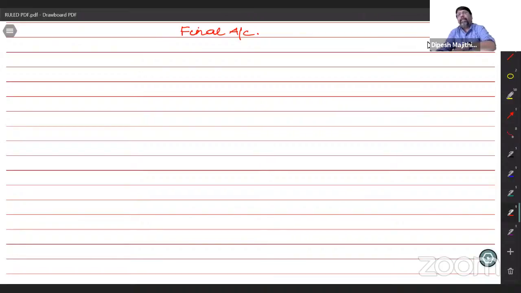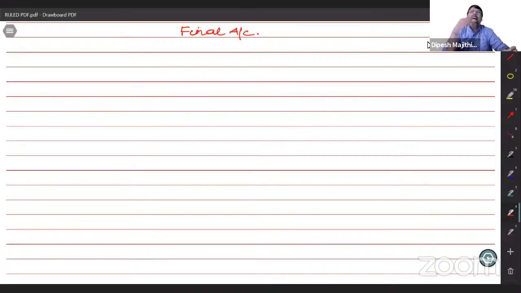Trading account, P&L account, and balance sheet. So chartered, what is final accounts? Final accounts is nothing but accounts prepared at the end of the year, which gives us the financial performance of the organization and financial position of the organization. Or we can say accounts prepared at the end of the year to give us the profit and the financial position at the end of the year.